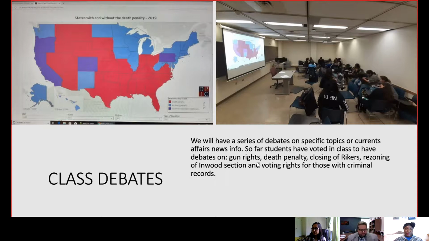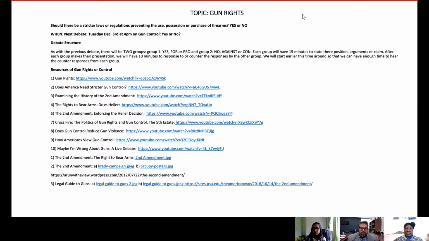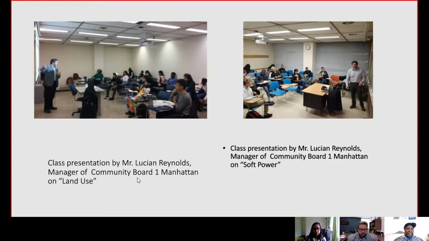So for some of the debates, we had topics on the death penalty, gun rights, and voting rights. And again, these were activities, topics or issues that really affected most of the students, especially given that most of them came from underrepresented communities with a lot of challenges such as high rates of incarceration or gun violence and so forth.